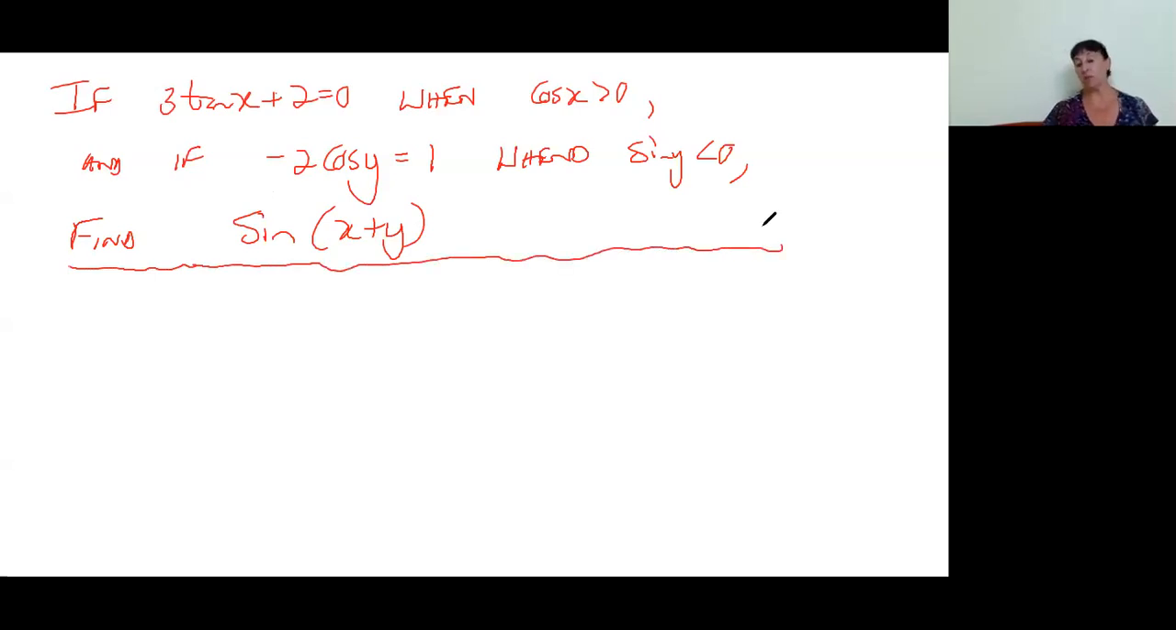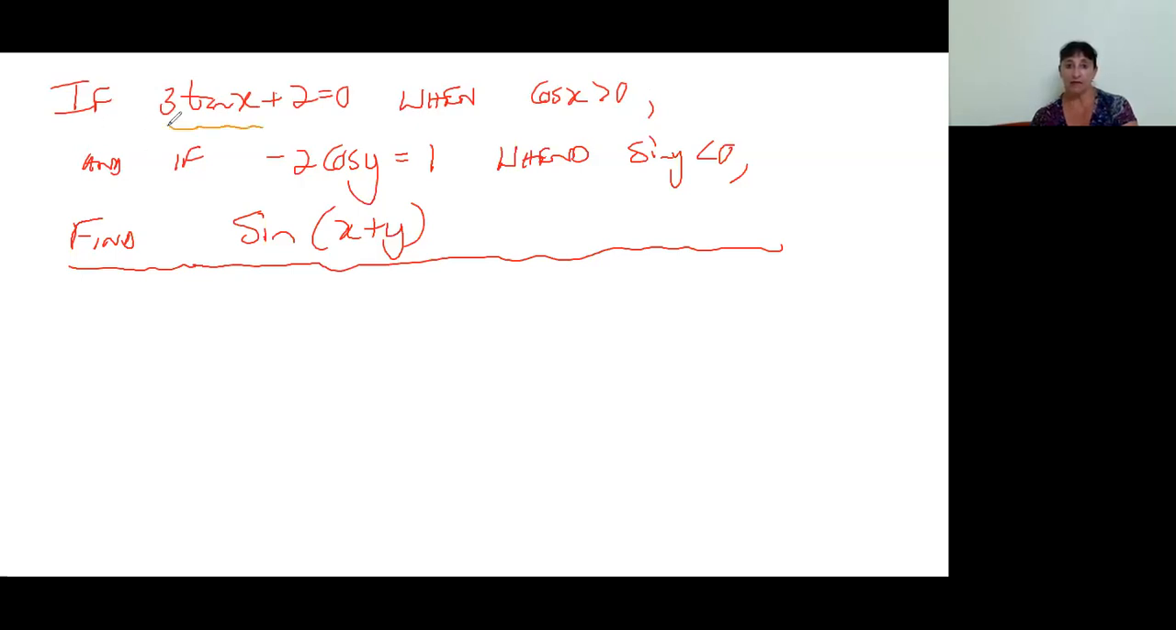Okay, so in this one, there's an if and an if and a find. So you're actually going to do 2 different triangles, one with an angle x and one with an angle y. Then you're going to find sine x plus y, compound angles. All right, so if I start with the first lot of information, just let me highlight this.